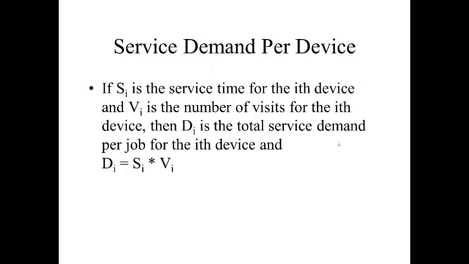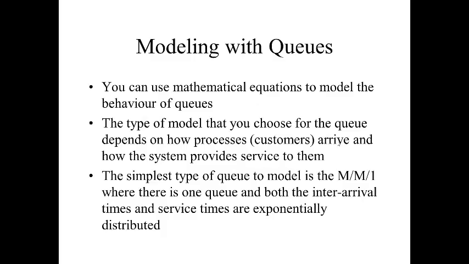Now let's look at queuing theory. It's still going to be algebraic in nature, but a little bit more difficult algebraic manipulation. And you also have to make some decisions with queuing theory. So let's take a look at modeling with queues. You can basically use mathematical equations to model the behavior of queues. And the type of model you choose for the queue depends on how the processes or customers arrive and how the system provides service to them.